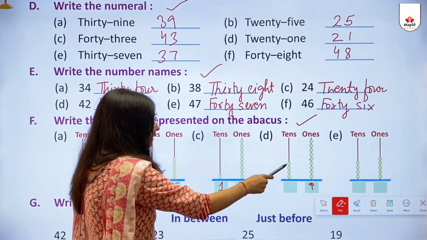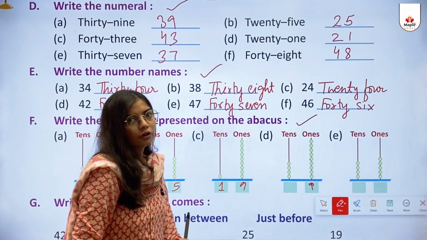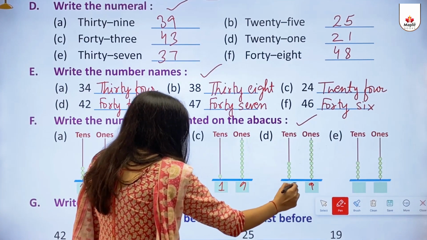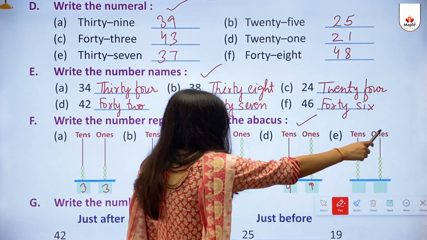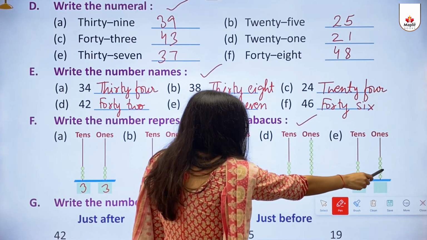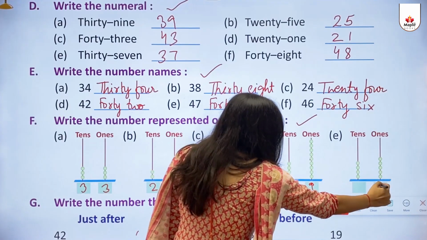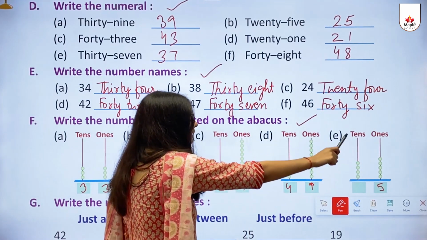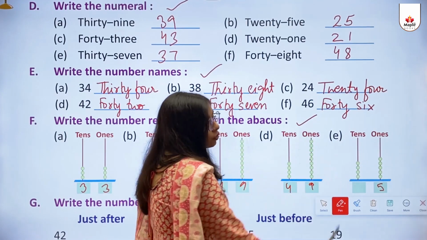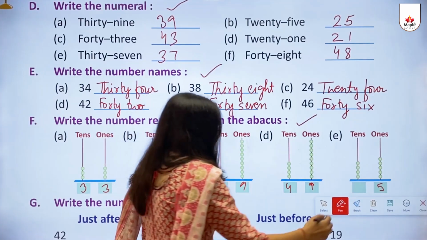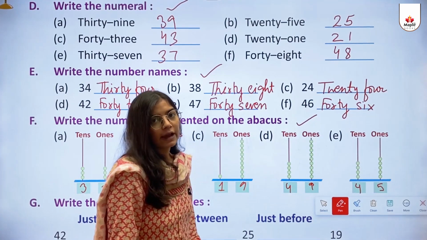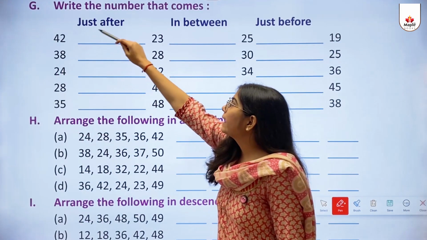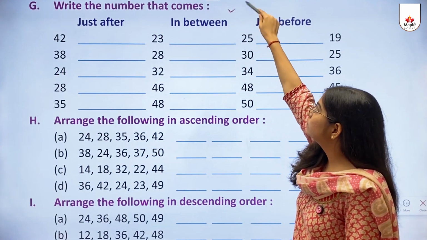Then D, under ones we have 1, 2, 3, 4, 5, 6, 7, 8, 9. And under tens we have 1, 2, 3, 4, 4 beads. The number is 49. Then E, under ones we have 1, 2, 3, 4, 5. And under tens we have 1, 2, 3, 4, 4 beads. The number is 45.